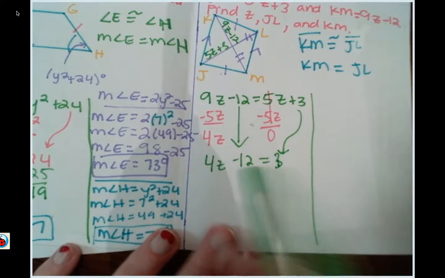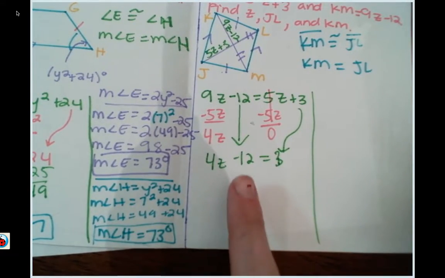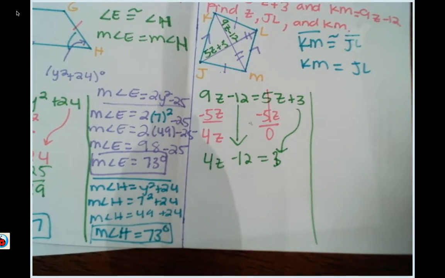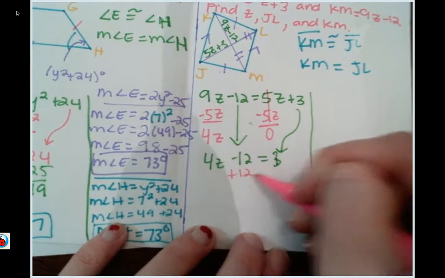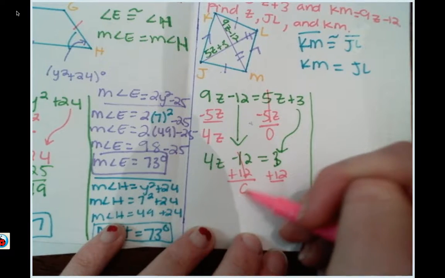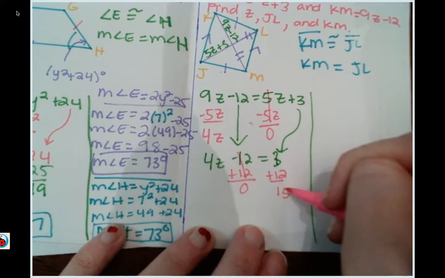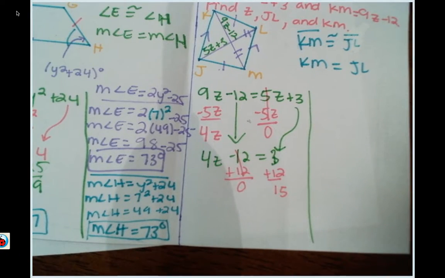Alright, so now that my z's have joined together, I need to move everything to the other side. So how do I bring negative 12 to the other side? I do, in fact, add it. So I'm going to add that on both sides, which negative 12 plus 12 cancels and turns to 0. 3 plus 12 gives me a 15. So I'm left with 4z equals 15.